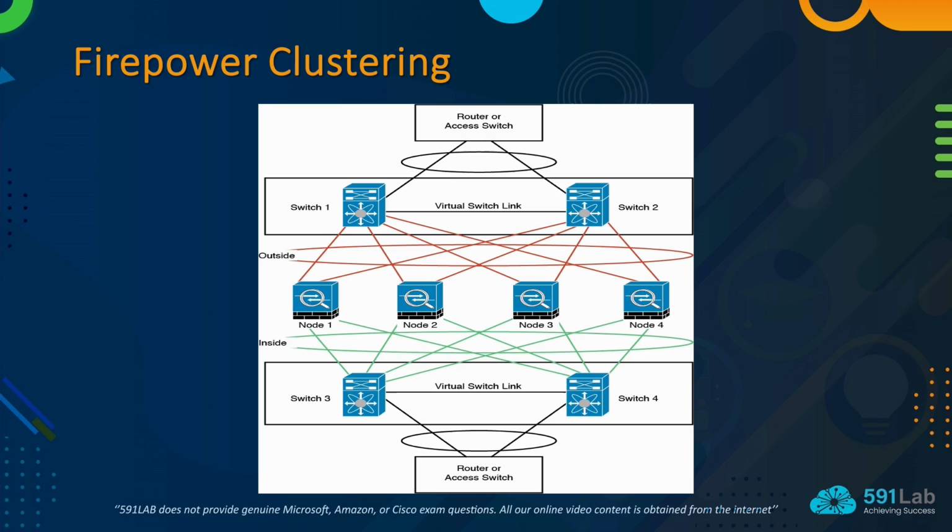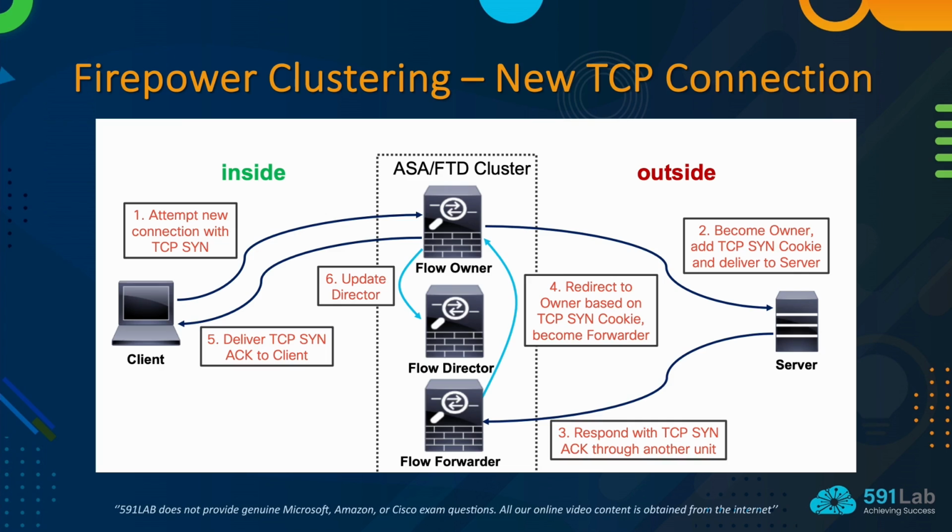Finally, Cisco FTD clustering can also improve performance by distributing traffic across multiple FTD devices. This can help to reduce latency and improve overall network performance. Let's look at the traffic flow for a new TCP connection taking place in a Cisco FTD cluster. The client initiates the TCP connection by sending a TCP SYN packet to the TCP port on the server it wants to connect to.